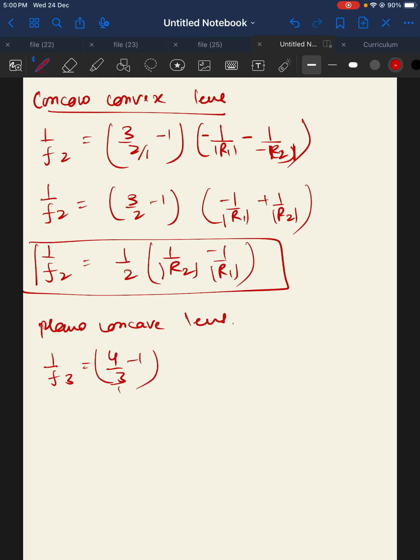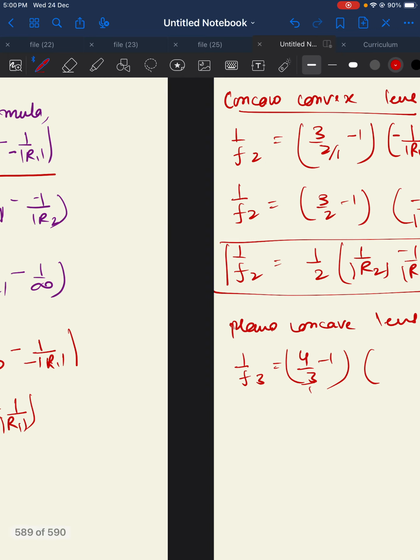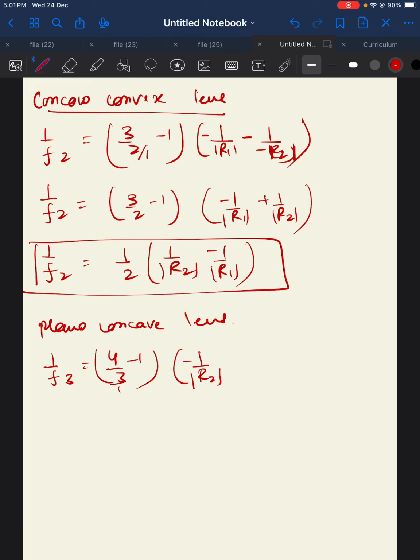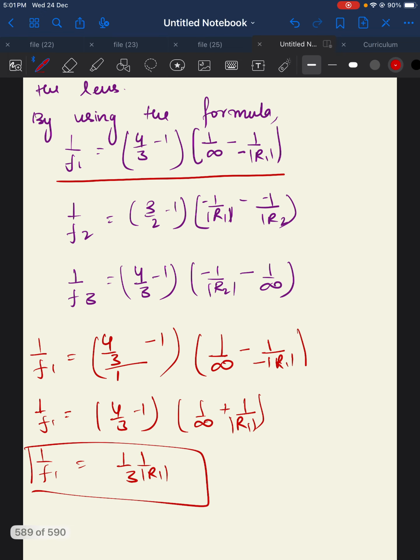Minus 1, minus 1 by R2 minus infinity, right? So 1 by f3 is equal to 1 by 3 times minus 1 by mod of R2. So 1 by f3 is this one, 1 by f2 is this one, and 1 by f1 is this one. Now let's find out the P equivalent, which is equal to 1 by f1 plus 1 by f2 plus 1 by f3. 1 by f1 is 1 by 3 R1.